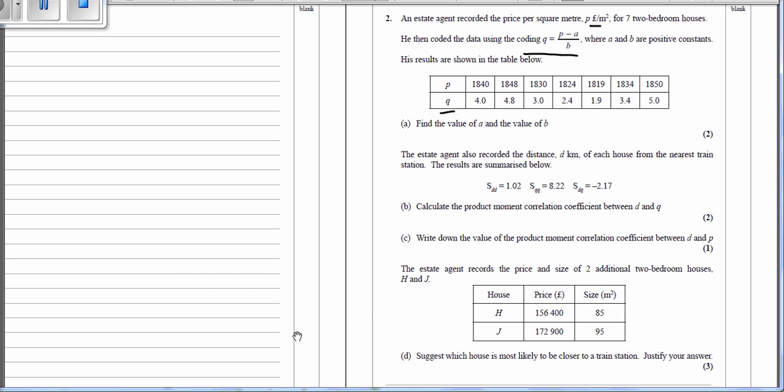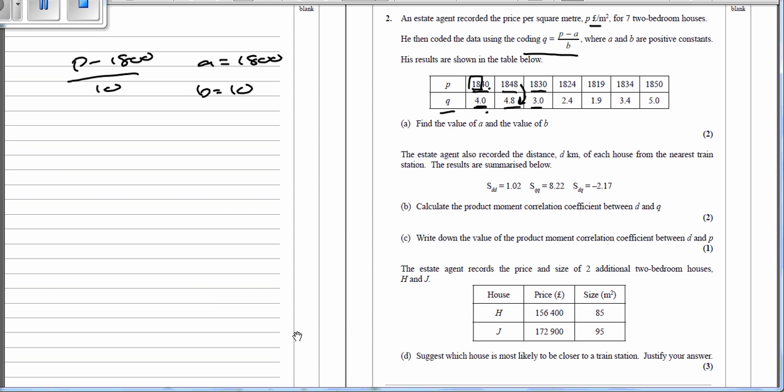So if you have a look at all of these here, we've gone from 1840 down to 4.0, 1848 down to 4.8, 1830 down to 3.0. Notice that the last two digits are the same as these two digits here. So they've got rid of the first two digits, so they've taken off 1800. So it's going to be P take away 1800, and that would leave us with 40. How do we get from 40 down to 4? We divide by 10. How do you get from 48 down to 4.8? You divide by 10. So therefore, your value of A equals 1,800, and the value of B equals 10.